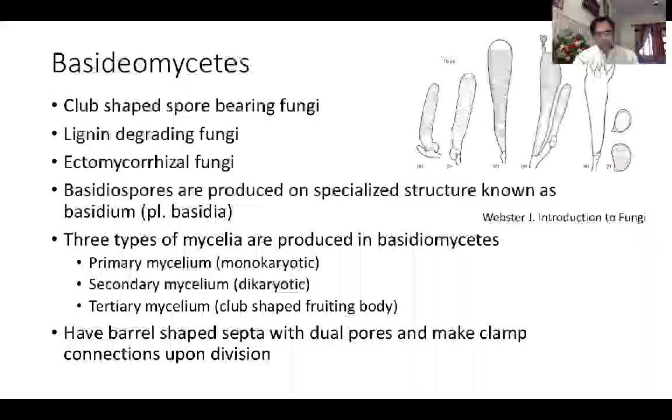Another important character of basidiomycetes is the presence of barrel-shaped septa in mycelium. These barrel-shaped septa have dual pores on each side. And another important character of basidiomycetes is the presence of clamp connections when the cells divide. During each division, clamps are formed between the 2 cells.